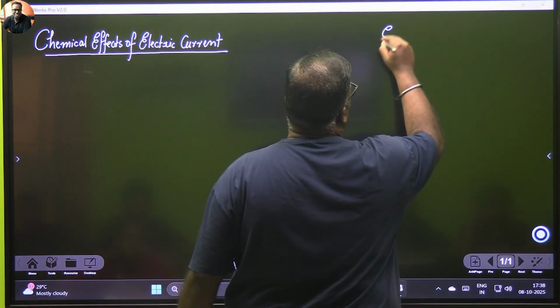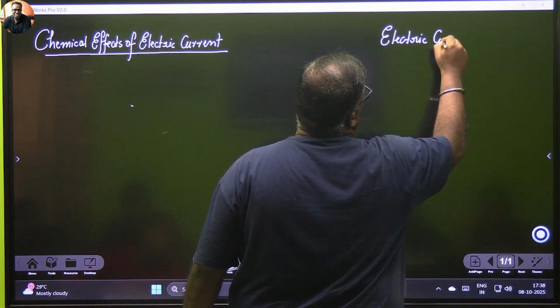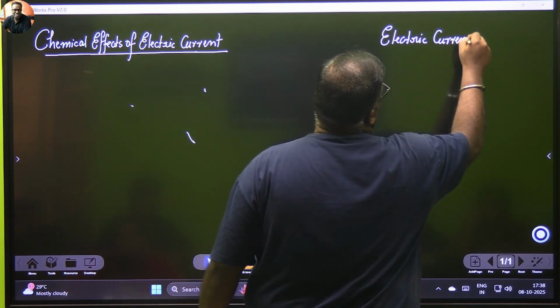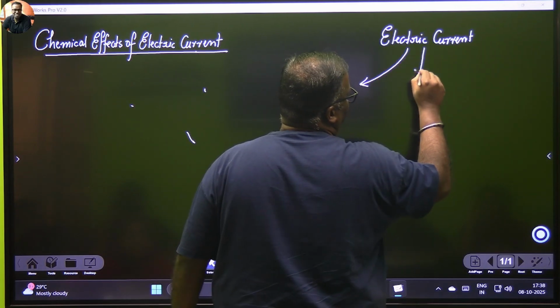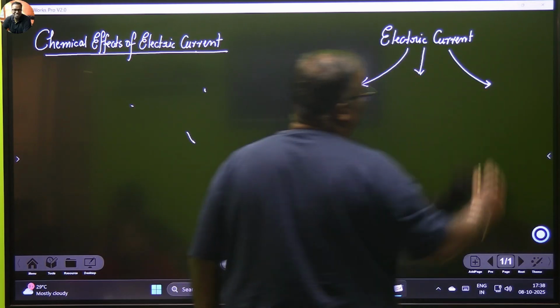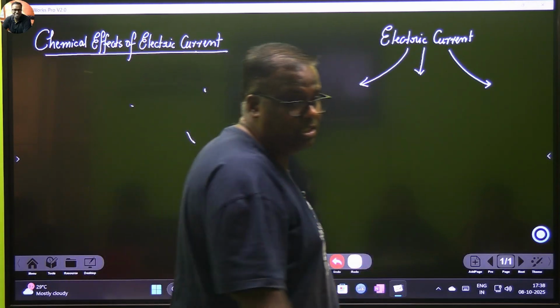So if you pick electric current, then electric current has 3 effects. And this is what you will study in grade 10. Upfront I'm saying electric current has 3 effects and you will study this in grade 10.